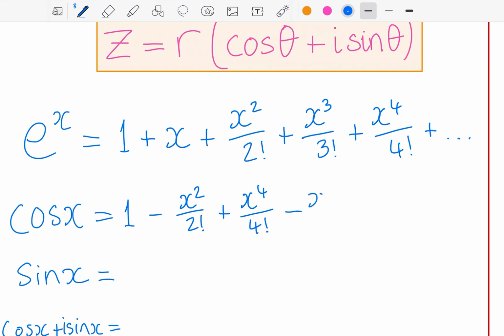It jumps by 2 on all these powers of x, alternating between plus and minus, and it will carry on like that infinitely, to approximate cos of x. And you can guess we can do the same with sine of x.